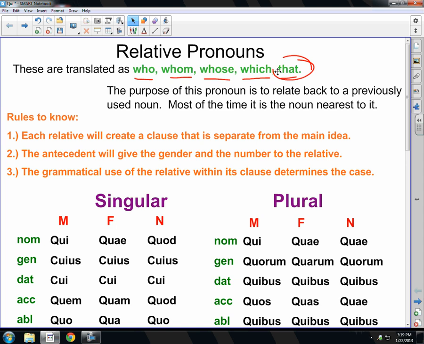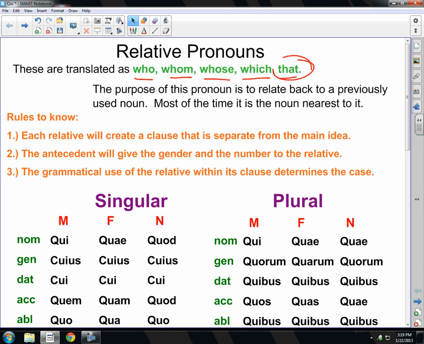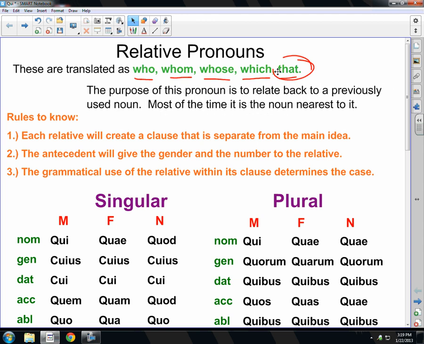Now, the purpose of this pronoun is to relate back to something that we've previously used. We call that an antecedent. Most of the time in Latin, it'll be the noun that is nearest to the relative, although that's not always the case, especially whenever we get into poetry or more complex translations. There are three things that we want to know about relative pronouns.